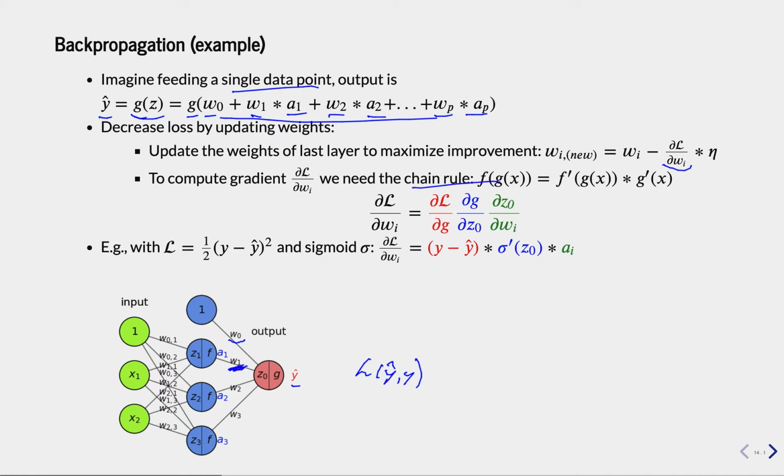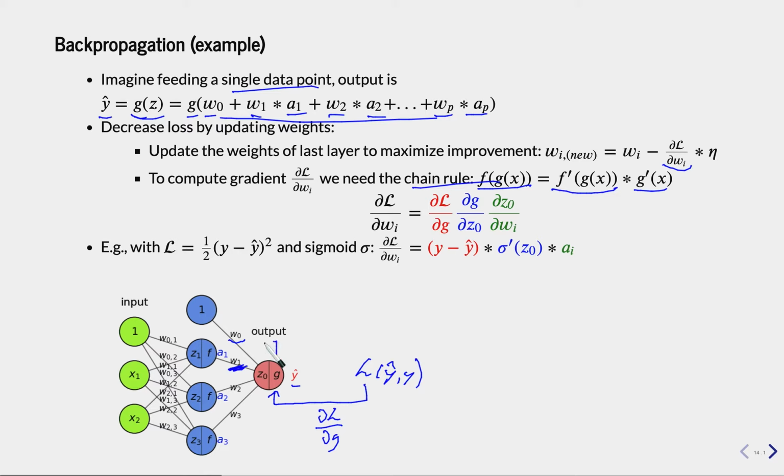The chain rule says simply that if we have a function that's a function of other functions, it's basically just the derivative of the outer function times the derivative of the inner function. In this case, this means that we first have to compute the derivative of the loss with respect to this activation g, so the partial derivative of L with respect to g.